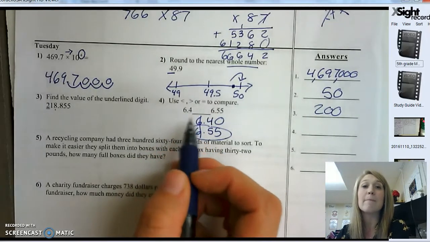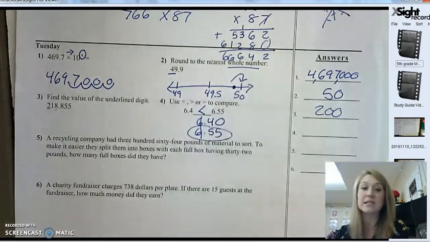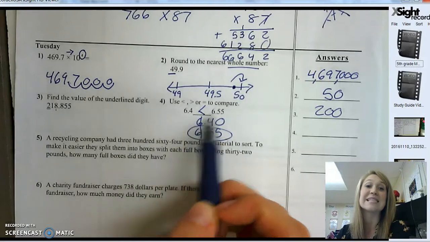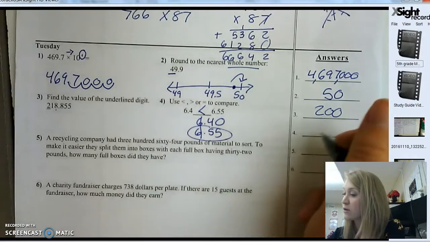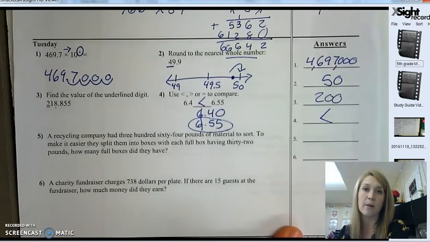I'm going to go back up here. I'm going to make sure that I use the symbol that opens up on the bigger number. So that's the symbol I'm going to need. That's the less than symbol. So my equation is 6 and 4/10 is less than 6 and 55 hundredths. We need a less than symbol. Moving on to our word problems.